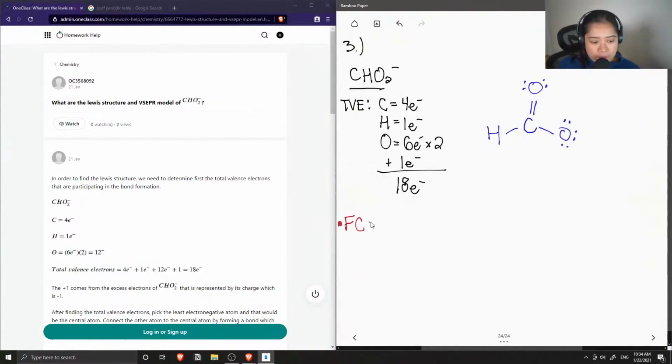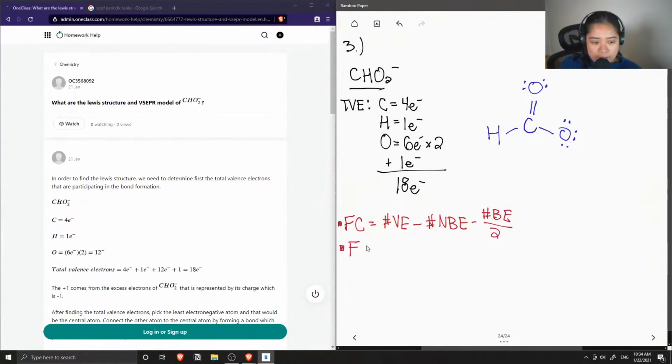The equation for formal charge is the number of valence electrons minus the number of non-bonding electrons. These are all the electrons that don't participate in the bonding, such as the ones in the lone pair. And this will be minus the number of bonding electrons divided by 2.